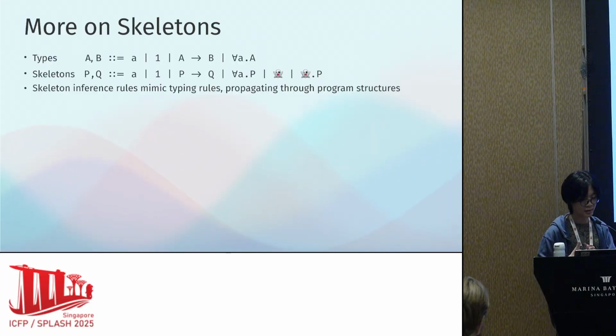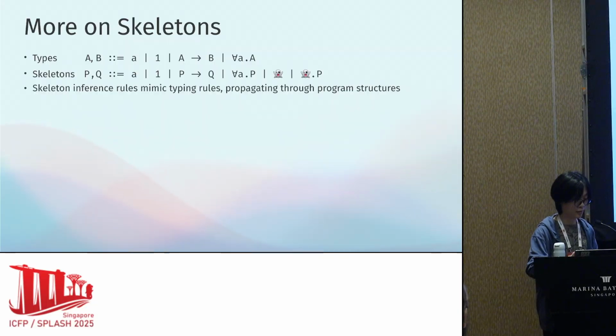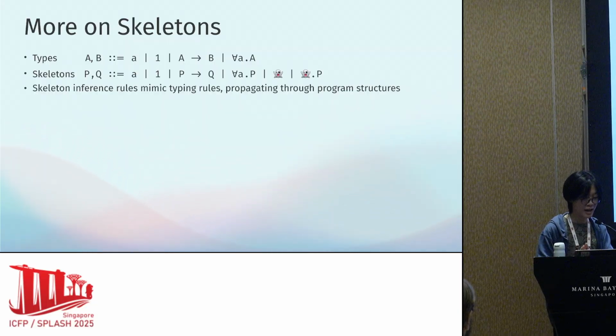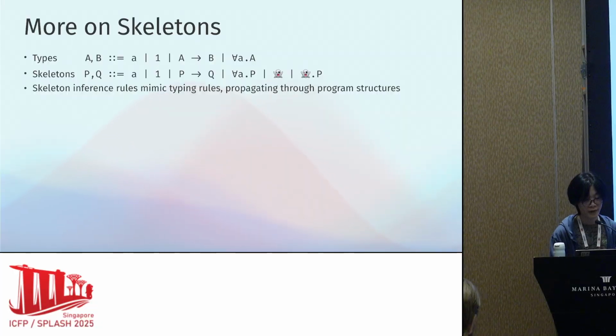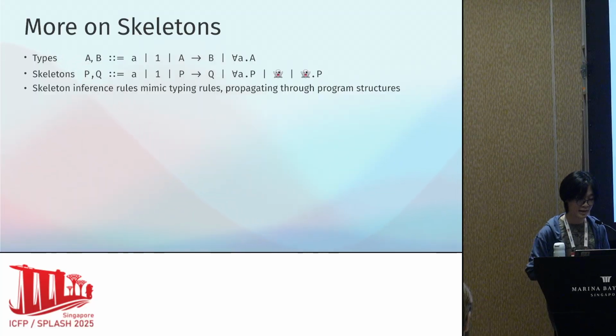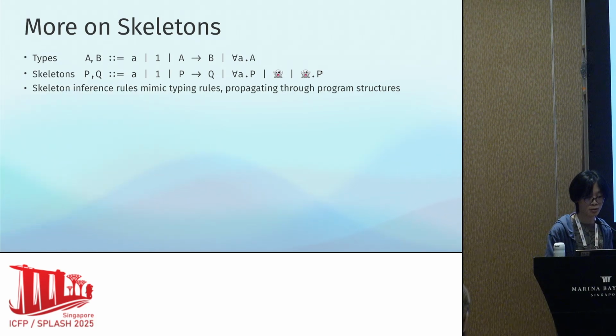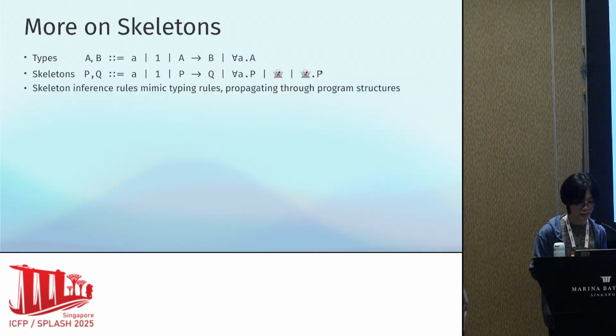Yeah, and so this is the core idea of how we support both directions, and here are more details on skeletons. Here we define types A, B in the standard way, with a variable A, a unit type, a function type A to B, or a polymorphic type. And we define skeletons almost the same as types, but with ghosts and universal ghosts, which represent unknown type information and unknown quantifier information, respectively.